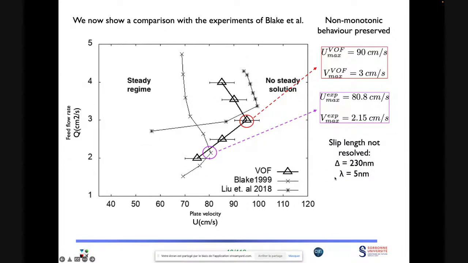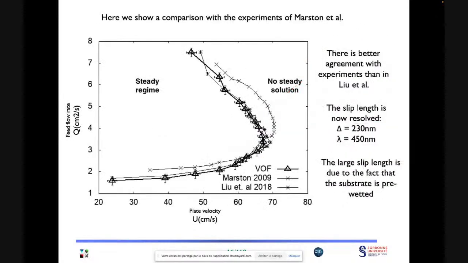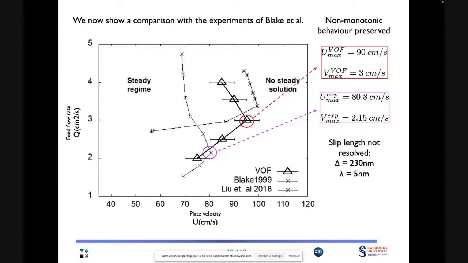The slip length is not resolved. The slip length is officially experimentally believed to be near 5 nanometers, and we use a grid size which is much, much larger than that. So these simulations are not well resolved. They are anti-DNS, so to speak. And for the Marston experiment, it's much nicer because we can resolve the slip, and actually it works better also, the comparison with the experiment. And with Liu it is much better.